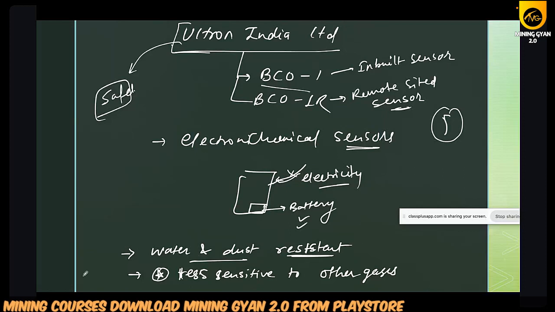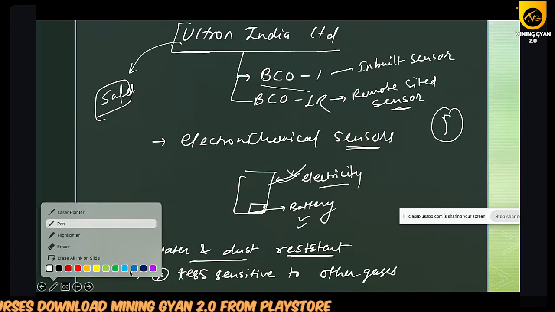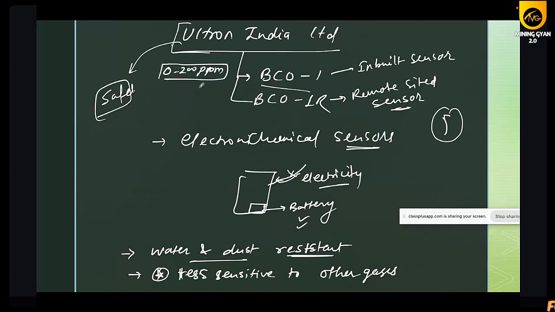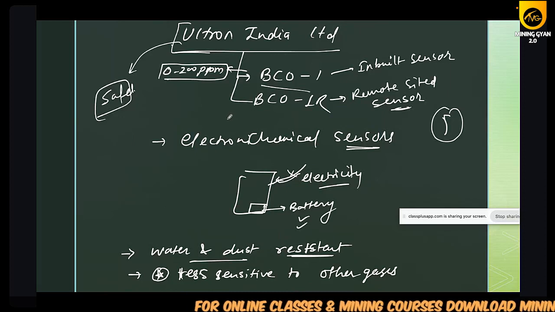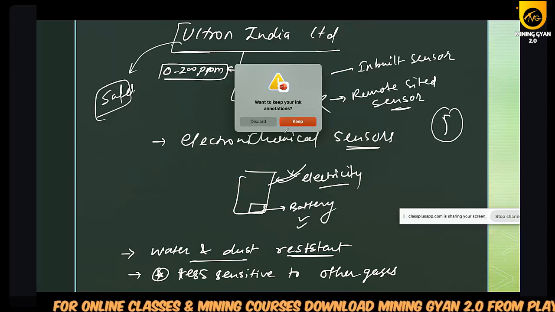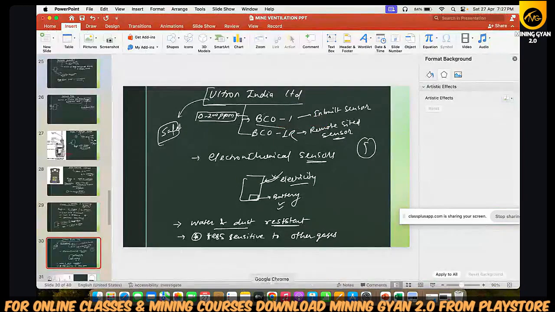And if you want to find out the ranges, I will give you the basic information. Like the BCO, the range will be 0 to 200 ppm. BCO1. And it can also give you the temperature, humidity information. So just remember this fact. So if you have any doubt till now, please let me know.